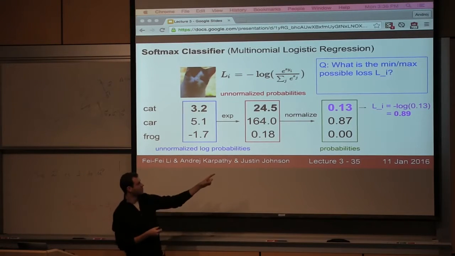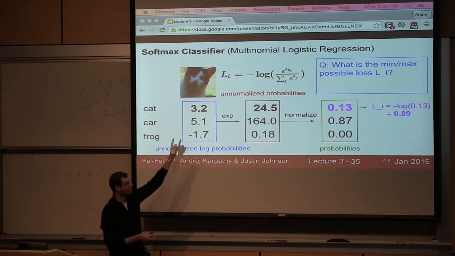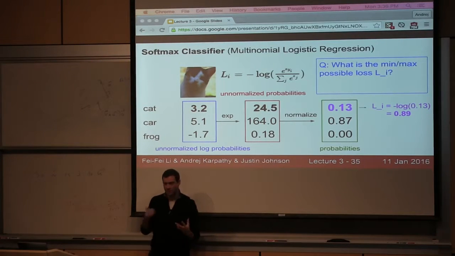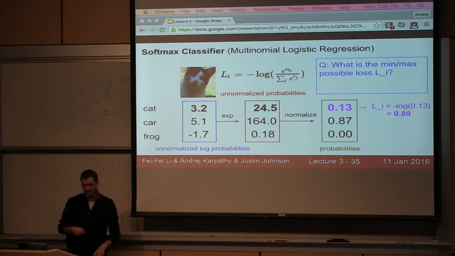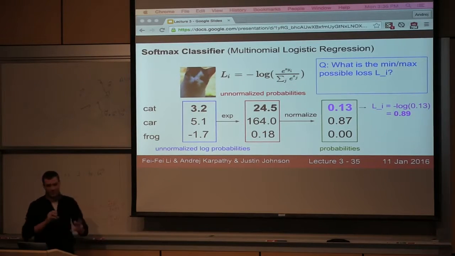So infinite loss would be achieved if you end up giving your cat score very tiny probability, and then log of 0 gives you negative infinity. So negative that is just infinite. So yeah, the same bounds as SVM.